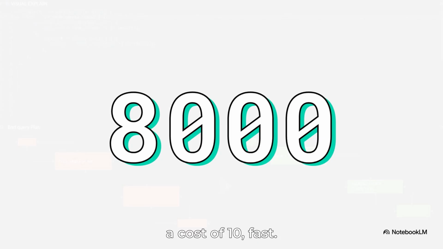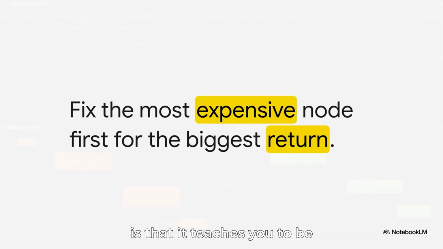An operation with a cost of 10? Fast. An operation with a massive cost, like, say, 8,000? That is a major bottleneck, dragging your entire system down. Now, what's really interesting about this approach is that it teaches you to be ruthlessly efficient with your time. You don't need to fix everything all at once. Target the nodes with the highest relative cost, combined with massive rows examined estimates. Fixing the single most expensive node first yields the biggest, most immediate performance return for your entire application.